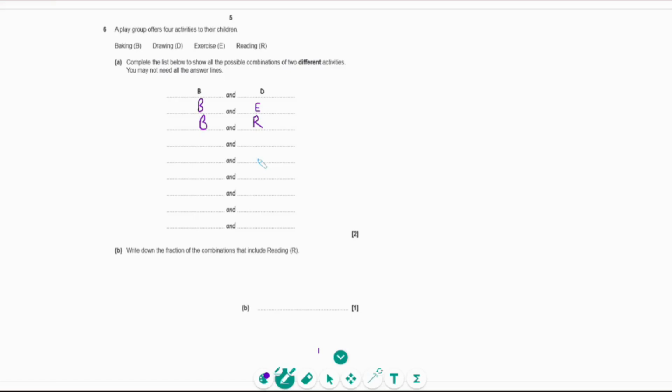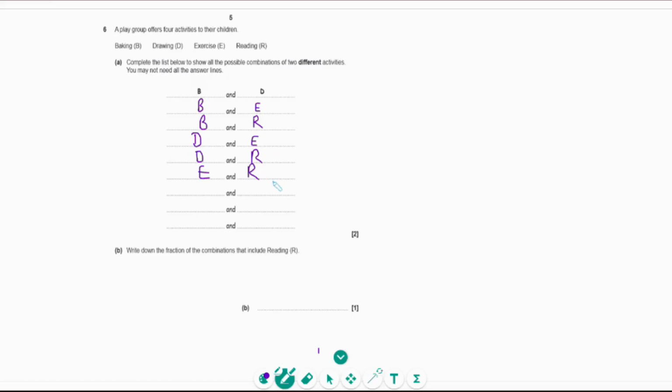I'm going to start from drawing this time, but we've already done drawing and baking. So we've got drawing and exercise, and drawing and reading. Same with exercise, already got exercise and baking, exercise and drawing, so I want exercise and reading. So we've got 1, 2, 3, 4, 5, 6 different possible combinations.